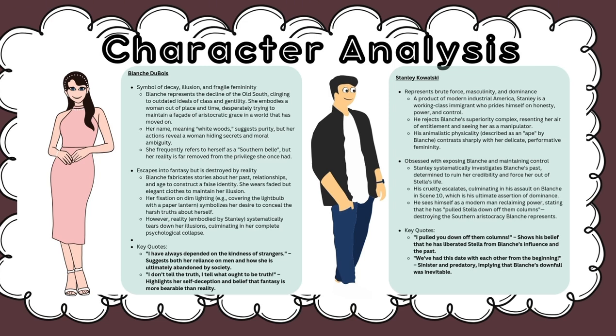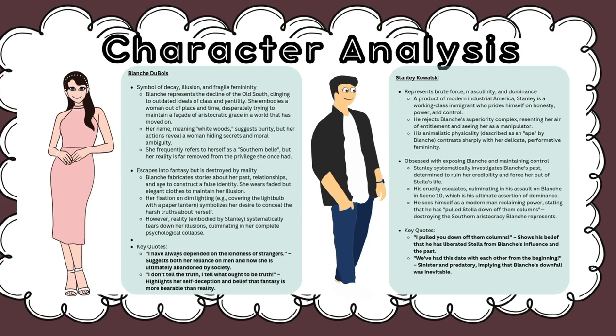Her fixation on dim lighting, for example covering up the light bulb with a paper lantern, symbolizes her desire to conceal the harsh truths about herself. However, reality, embodied by Stanley, systematically tears down her illusions, culminating in her complete psychological collapse.